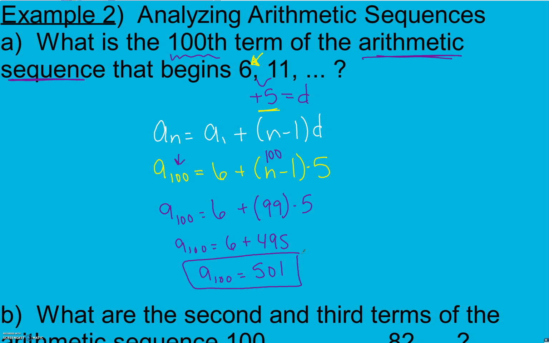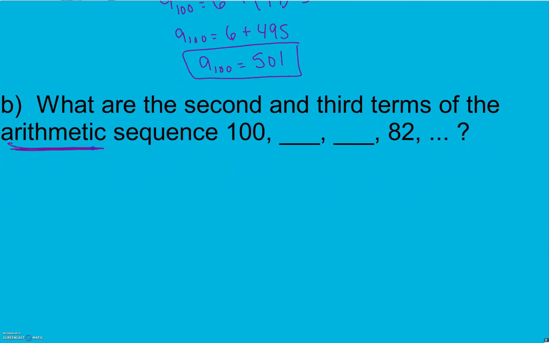Here we want to know what are the second and third terms of the arithmetic sequence. So again, we know that we're going to add the same number every time. We're going to add our d value. So from here to here, we're going to add our common difference. From here to here, we're going to add our common difference. From here to here, we're going to add our common difference. We don't know what that common difference is, but we do know that we start at 100. We add 3 of our common differences, and we end up at 82. Again, we start at 100, we take our common difference 3 times, and we end up at 82.